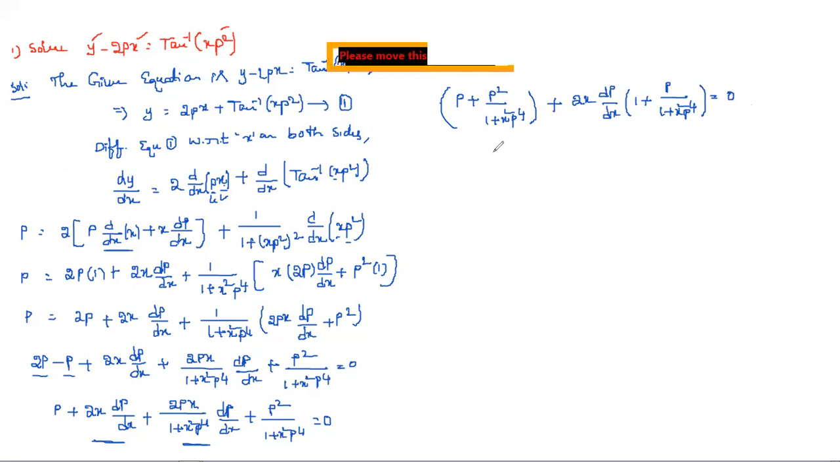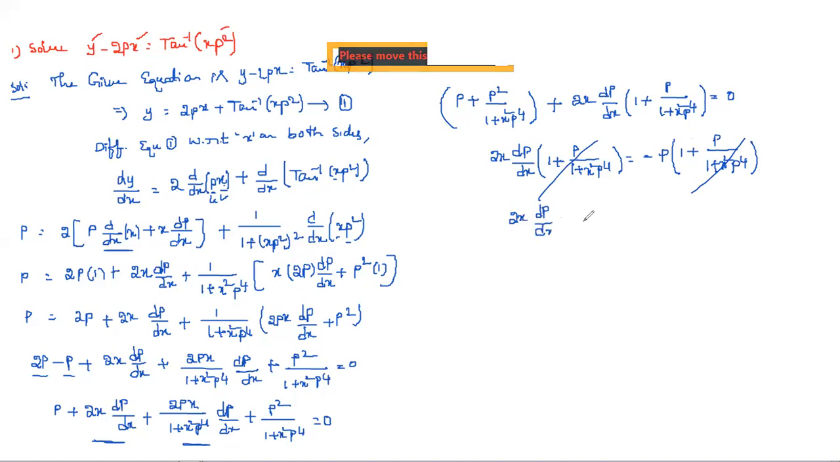And next, keep this one as 2x into dp by dx into (1 plus p by 1 plus x square p power 4) is equal to. Taking this term to the right hand side, it changes to minus. And if you observe, in these two terms p is the common one. So after taking p as common, what is remaining? 1 plus p by 1 plus x square p power 4. This is the remaining one. And now if you observe, these two will cancel. And what is remaining? 2x into dp by dx is equal to minus p.